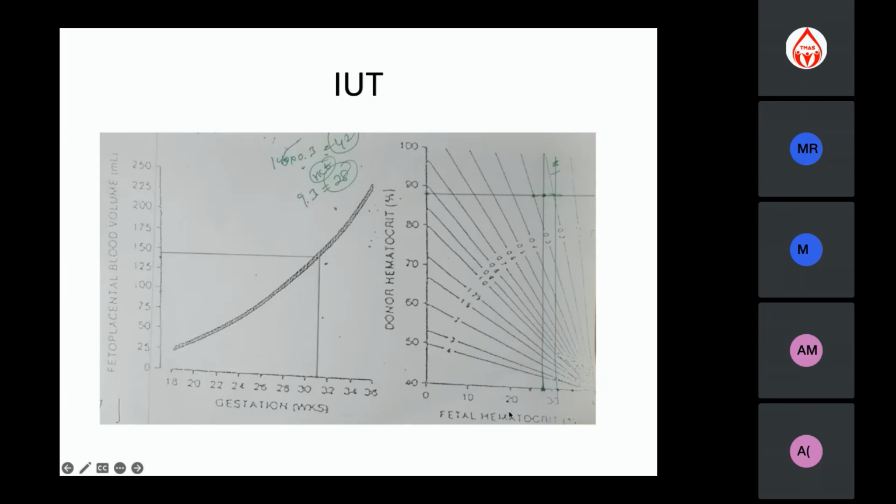The fetal hematocrit on the second picture is on the x-axis, and it is 28%, and the bag hematocrit is on the y-axis. So we have the bag at around 88%. We need to intersect these 2 points. While intersecting, we cross a point of 0.3 here. So we need to multiply the fetoplacental volume by 0.3. That comes to around 45 ml. So this is also a method to estimate intrauterine transfusions.